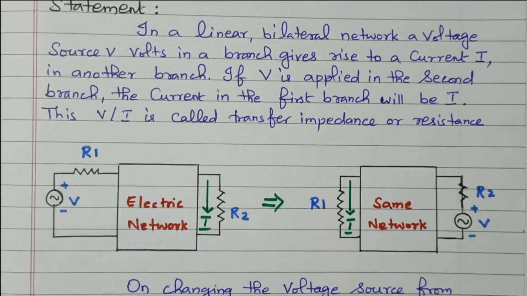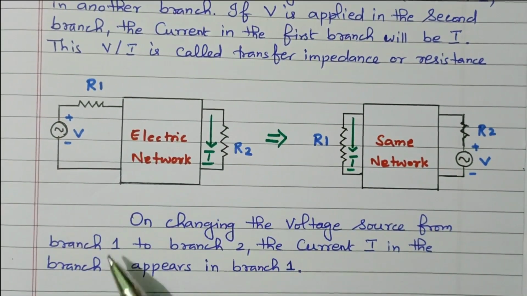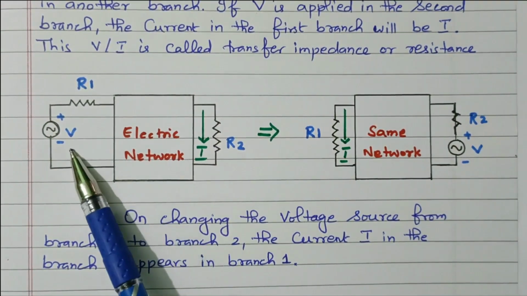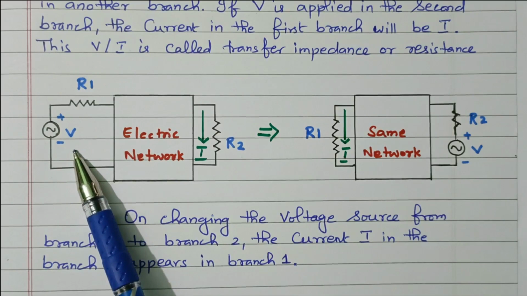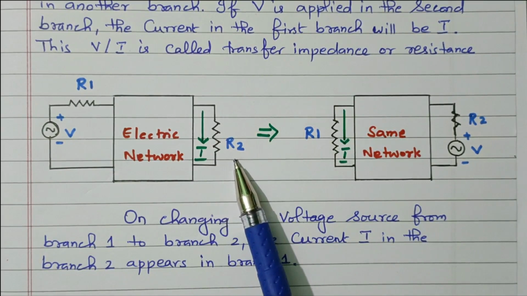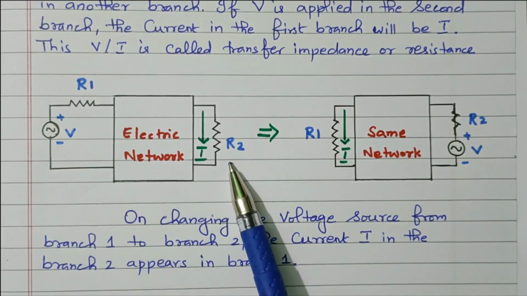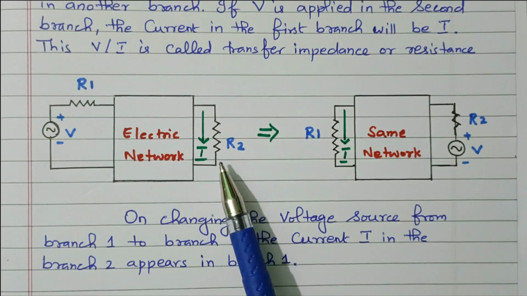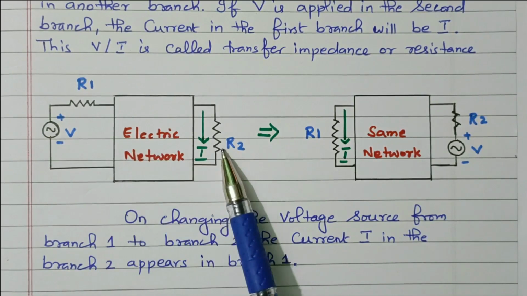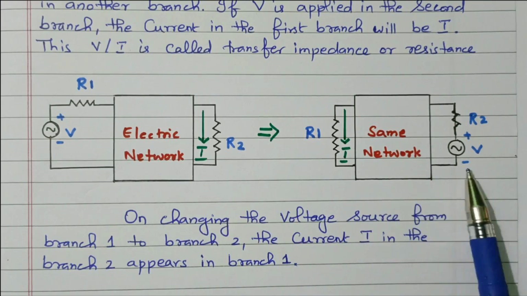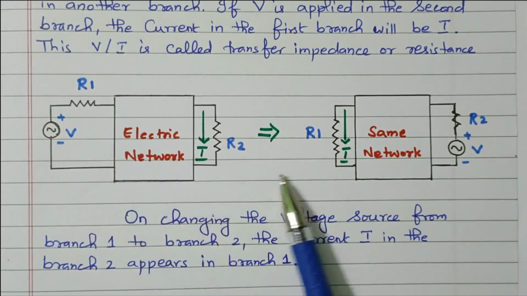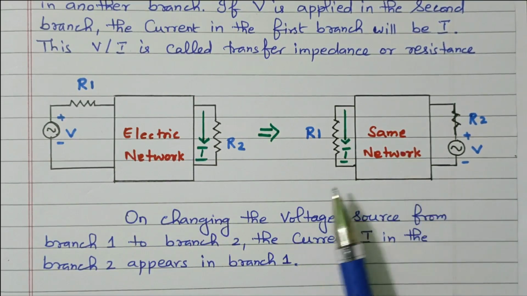Now we'll see the diagram so that you're able to understand clearly. This is the linear bilateral network. The voltage source is available in the first branch, so there is a rise of current in the second branch, that is the load end. This is the source end, and this is the load end. The statement of the reciprocity theorem is, if you transfer this voltage source from the source end to the load end, the current is reflected in the first branch. That is the statement given in the reciprocity theorem.